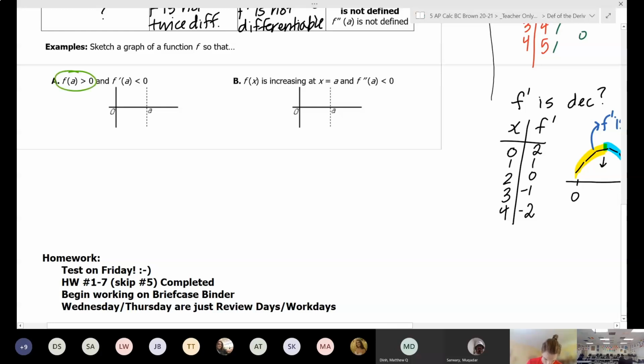If I say f of A is greater than 0, what's the only thing that is telling us about our graph? It's above the x-axis. Above the x-axis. At A, to be clear.